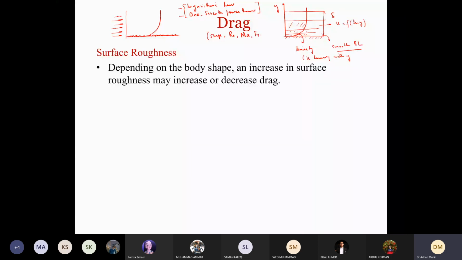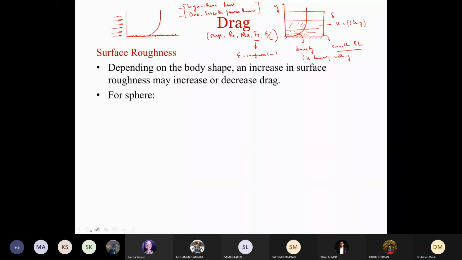Froude number becomes significant when we have surface effects or surface waves, in the case of waves and currents. And then it also depends on surface roughness, which is denoted by E by L, where E is the roughness in meters. So depending on the body shape, an increase in surface roughness may increase or decrease drag.